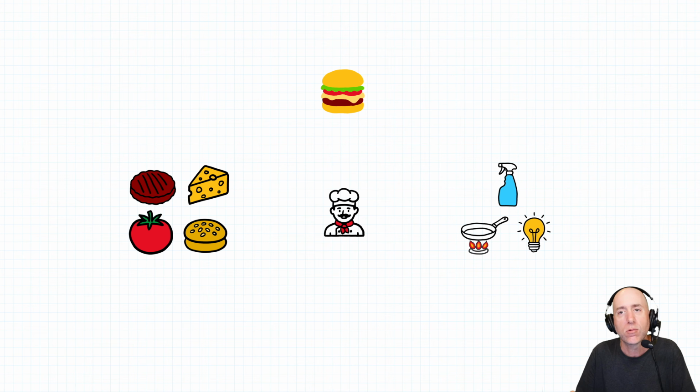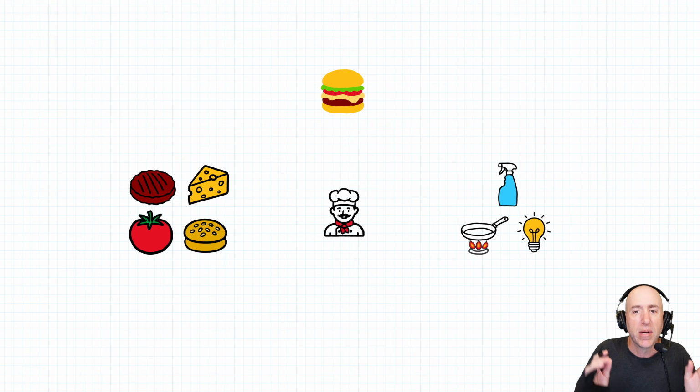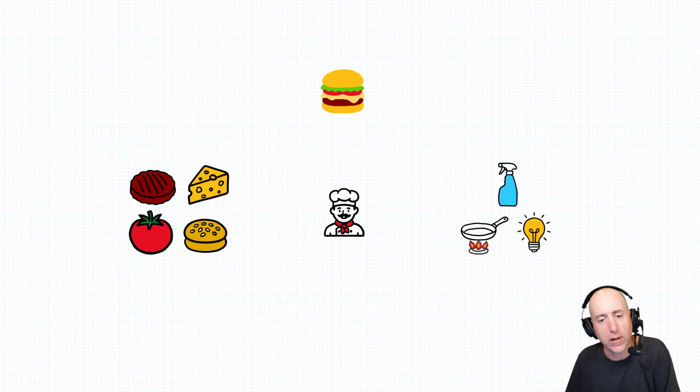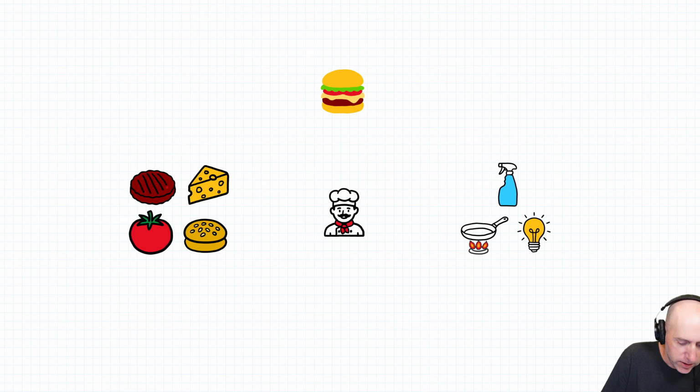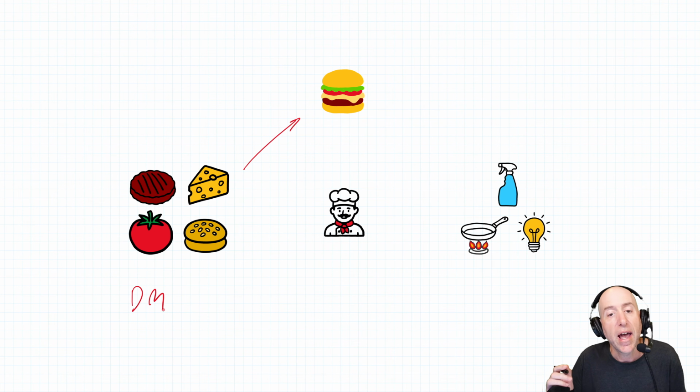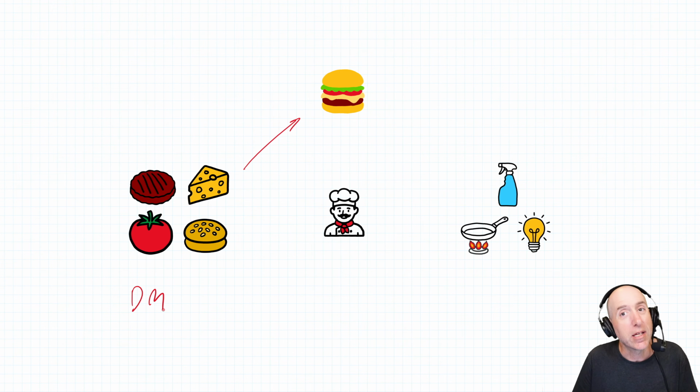We said that there's really three fundamental components to a product's cost: the material, the labor, and the overhead. So when we look at our burger, the cost of the meat, the cheese, the tomato, the bun, we would call these all direct material cost. And the good news about materials is it's pretty straightforward.